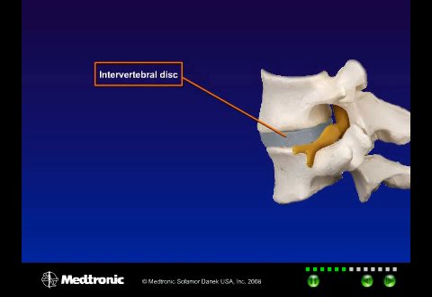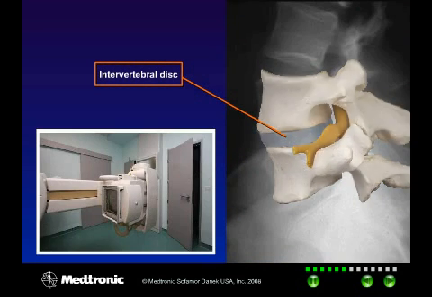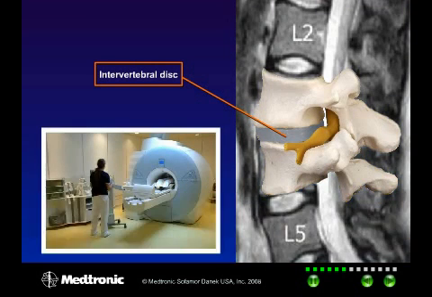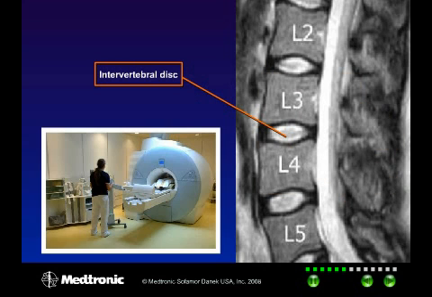The intervertebral disc isn't visible on an ordinary X-ray. The X-ray only shows the space between the vertebrae where the disc sits. An MRI is needed to visualize the disc. MRI is an imaging method that looks at the water content of a structure. The intervertebral disc, which is mostly water, appears to have a bright center and darker edges on the MRI.